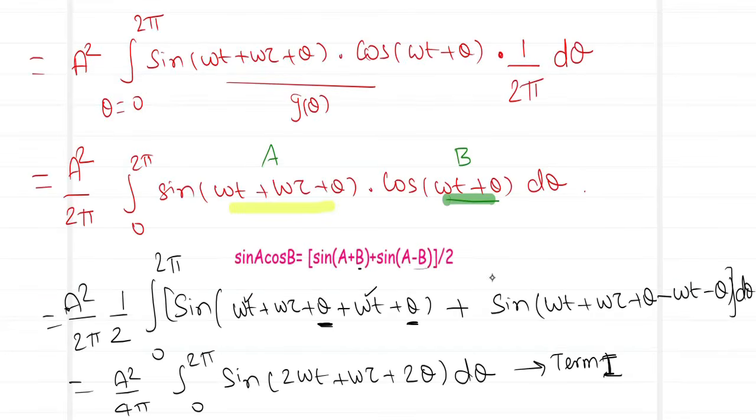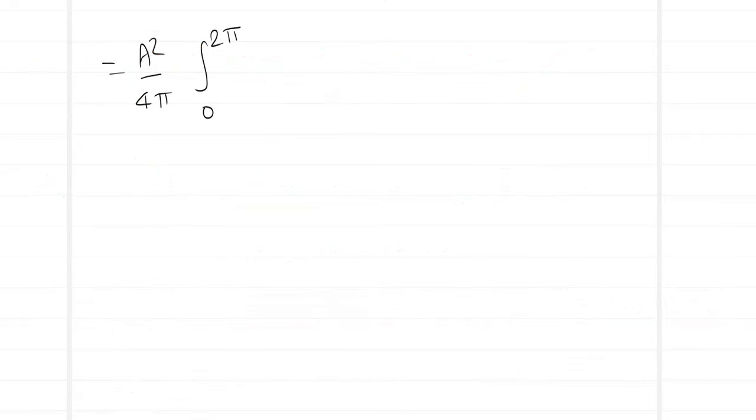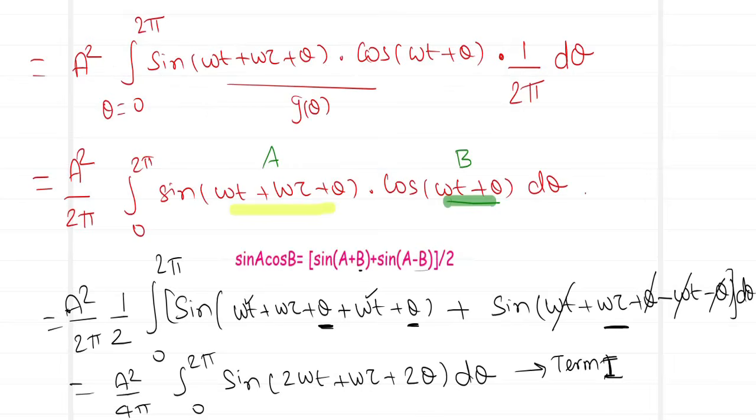So A square divided by 2 makes it as 4 pi, integral from 0 to 2 pi. What happens over here is this omega t cancels off with this omega t, and this plus theta cancels off with this minus theta, leaving you with just one term, omega tau. So we have sine of omega tau into d theta to be my term number 2. Okay, so now let us simplify term 1 and term 2 separately and then finally add both of them.